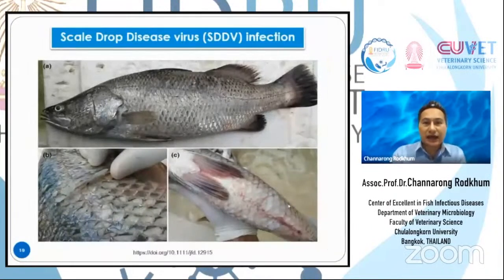The next disease is caused by a virus, scale drop disease virus or SDDV infection. According to the name of the virus, you can see the obvious clinical sign, that is the scale drop. The scales drop out very easily from the skin of the fish, and you can see hemorrhage at the skin of the fish.